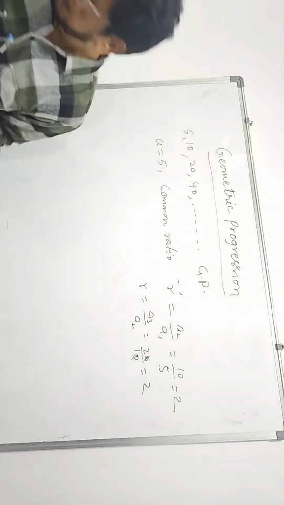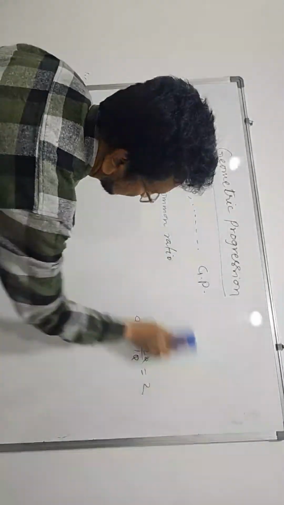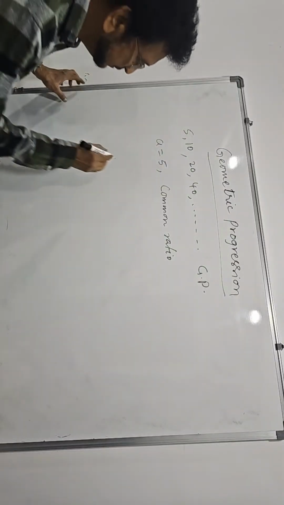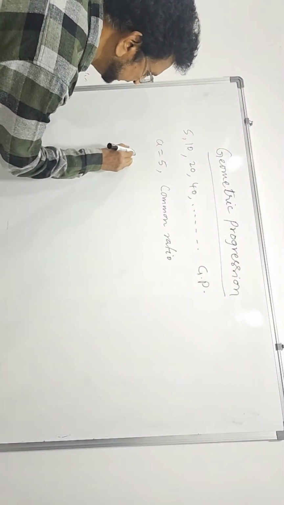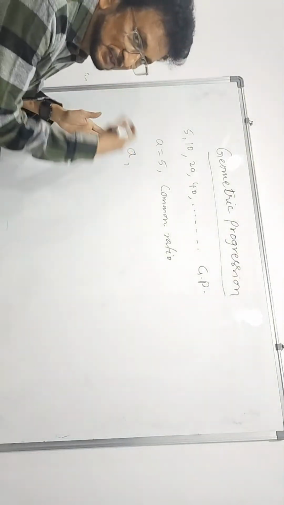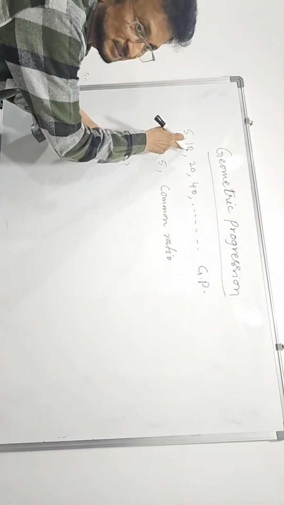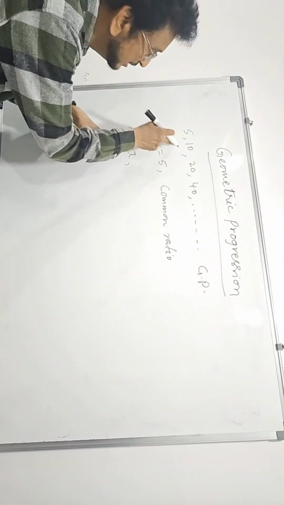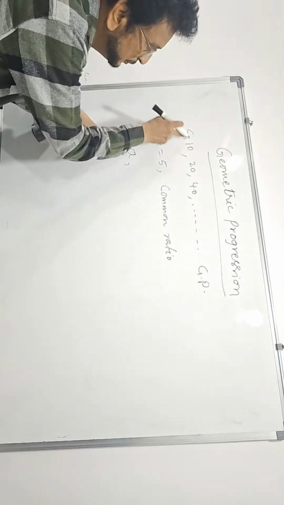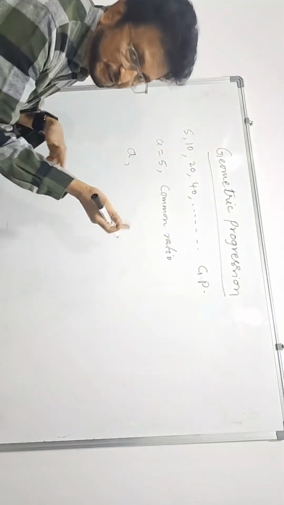Understood? This is the arithmetic progression. Now, the first term of the geometric progression is generally represented as A. If you multiply with R, you will get the next term. Here also we are multiplying with R. Each term is multiplied by R. 5 into R is 2. 5 into 2, 10. 10 into 2. Each term is multiplied with R to get the next term.